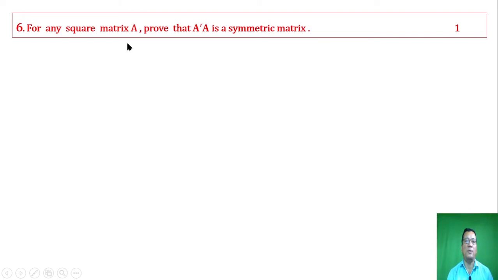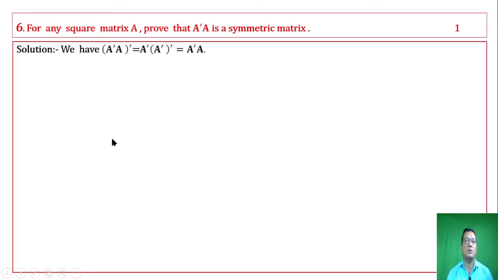For any square matrix A, prove that A transpose into A is a symmetric matrix. We have to take its transpose. We have transpose, so this is A transpose into A transpose of transpose whose value is A. And the transpose of this gives this itself. This shows that A transpose A is a symmetric matrix.